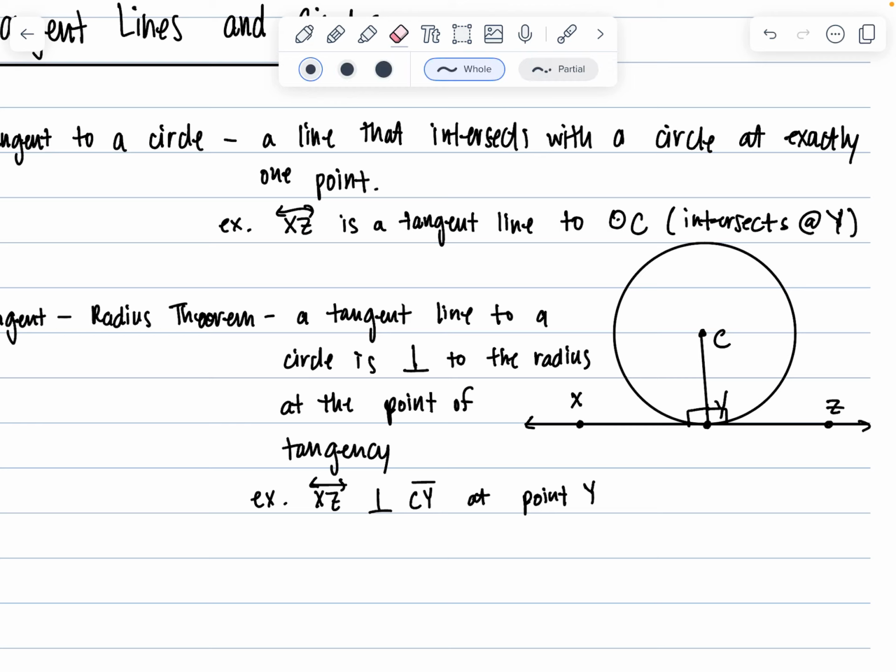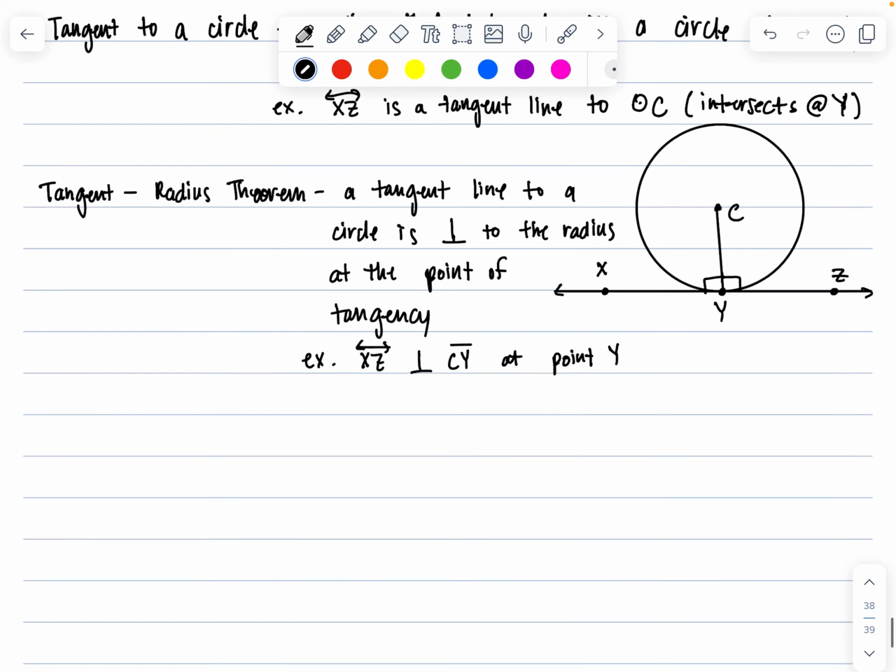Let's move that Y down again because that's bothering me. All right, but you get the idea. Hopefully you get the idea. At that point of tangency, we have right angles. That's the whole gist of it. Another thing we have is congruent tangent segments.